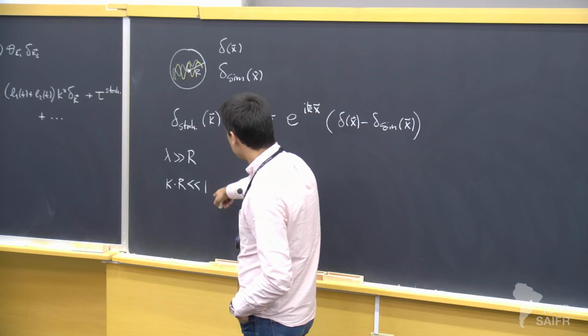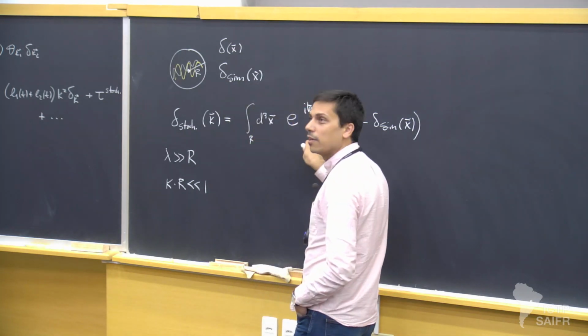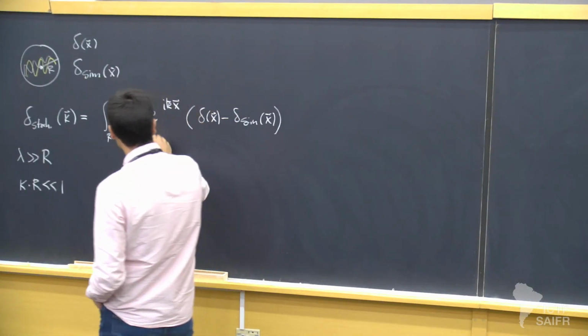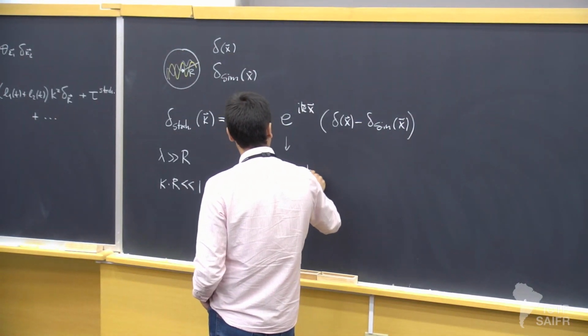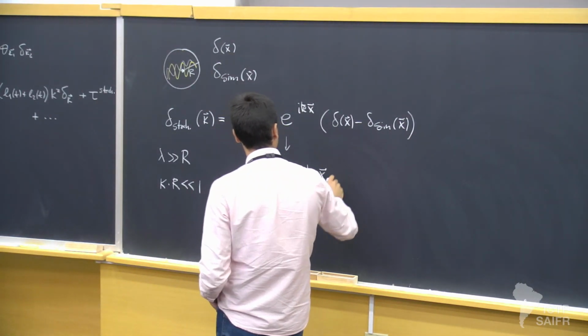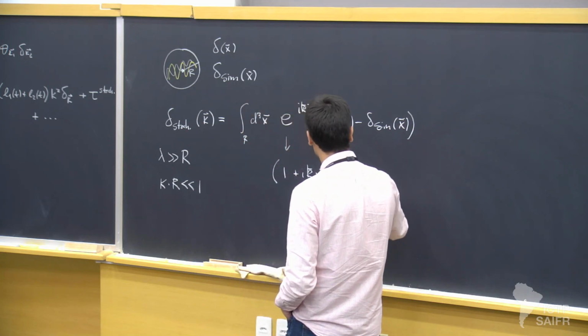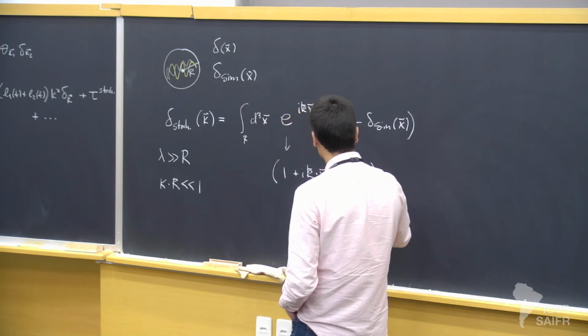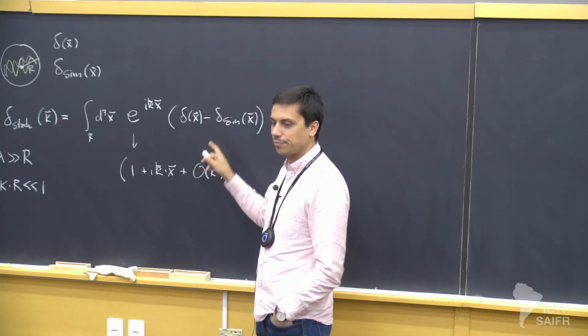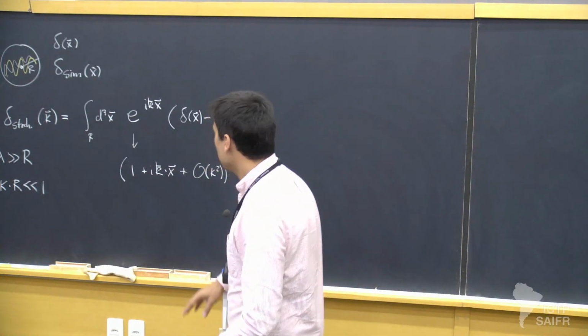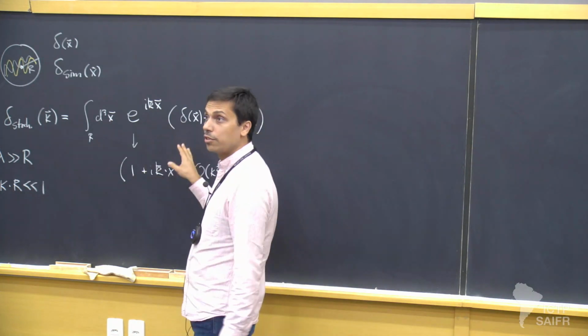So for this reason, I can expand this exponent here, okay? And so if I do that, I will get 1, I will get plus ik dot x, and there will be something which goes like k squared. So this thing is going to multiply this difference. So now let us see what are these individual terms, okay?